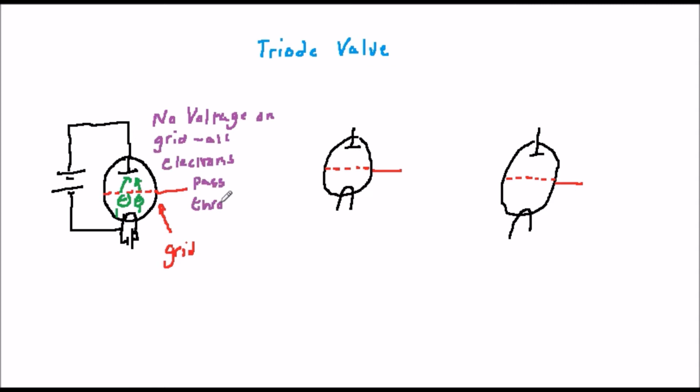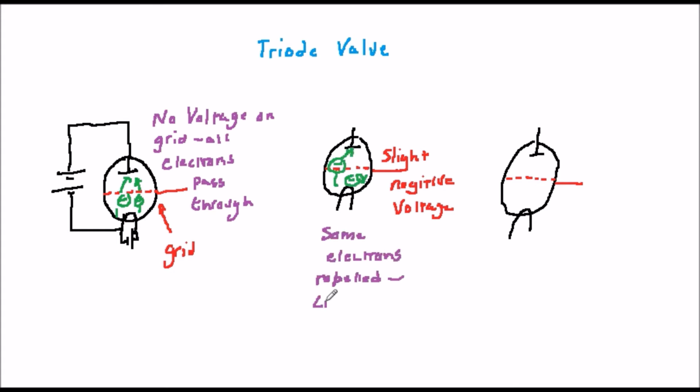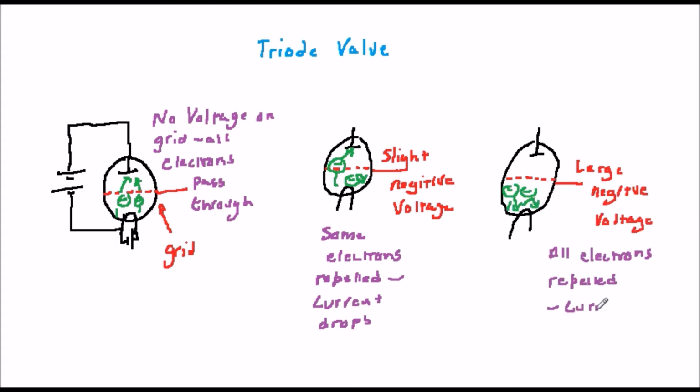The voltage on a grid is usually made negative so that it repels electrons and restricts the flow. So the triode fits the bill for a 3-terminal device as we discussed in the last video.